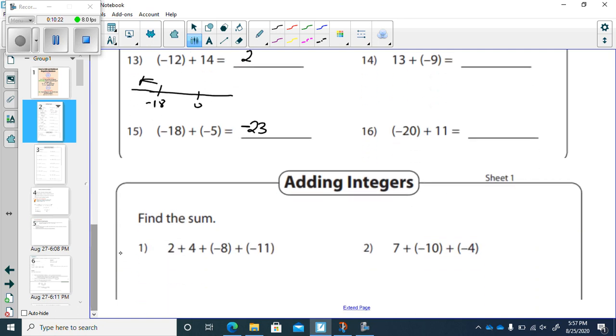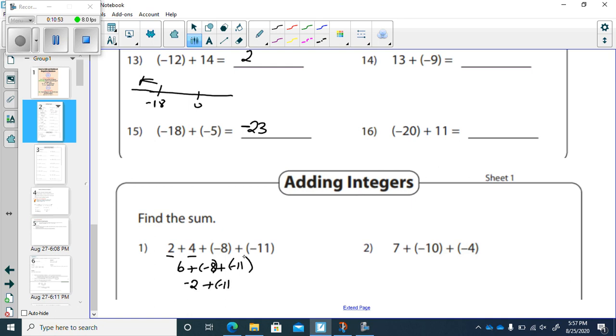And then let's do this. Let's find the sum here. I've got a long list of numbers, so let's find it. I'm going to do them in order. 2 plus 4 would give me 6. So now I've got 6 plus negative 8 plus negative 11. I'm going to take care of these two. 6 plus negative 8. When I add two numbers that have different signs, I find the difference, which would be 2, and I use the sign of the larger absolute value, right?